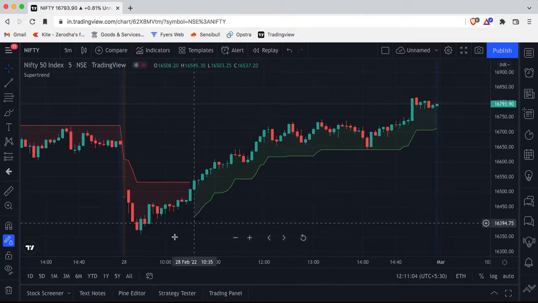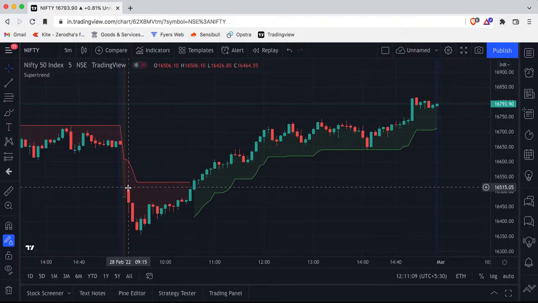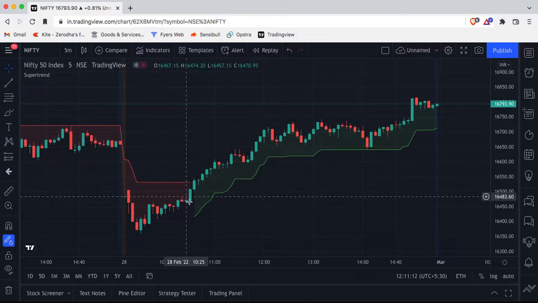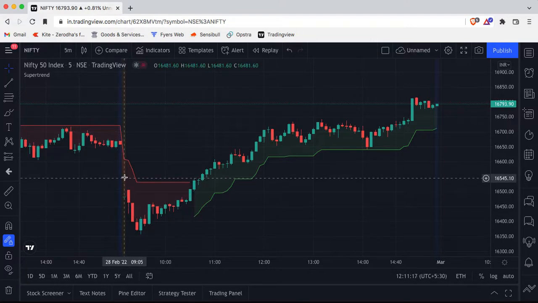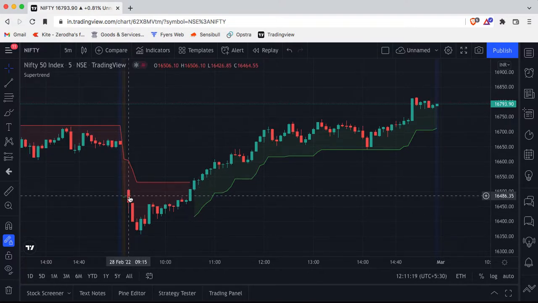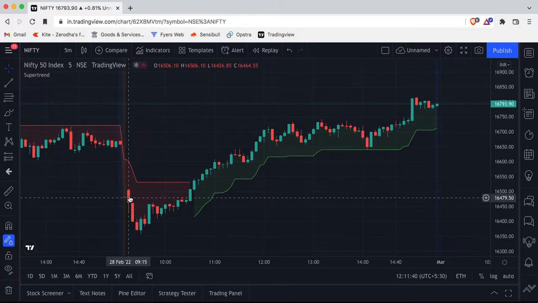Now I'll explain. This is the chart for 28th February. Here you can see it was red, then it changed to green. In the morning when the market opened at 9:15, you can see the timing here. At 9:15 when the market opened, it was red, a big red candle, so it is showing as a downtrend. And there is one more follow-up red candle, which is why it is showing as a downtrend.